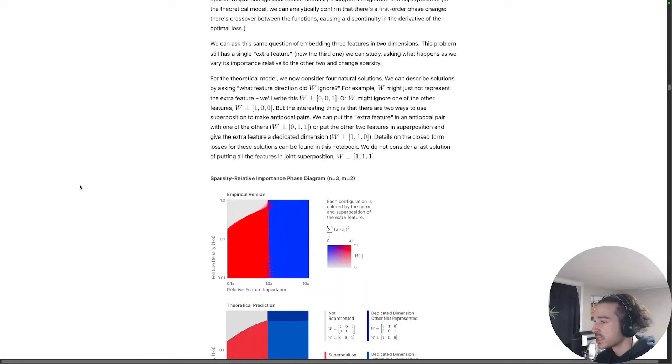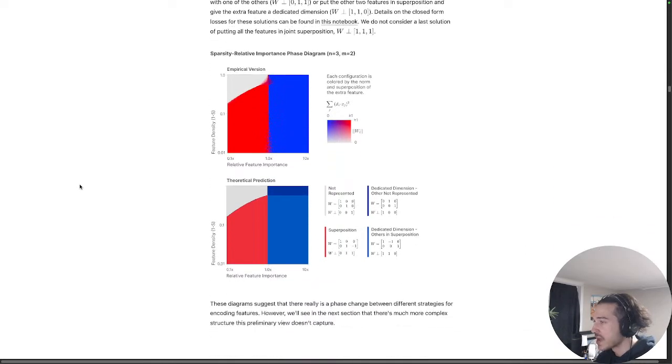Sparsity relative importance phase diagram, N equals 3, M equals 2. Empirical version: for relative feature importance, anything above 1.0x, we see the feature density 1 minus S, 0.01 to 1, and each configuration is colored by the norm and superposition of the extra feature, the sum over j of the square of x hat sub i times x sub j. Theoretical prediction: it looks similar, again, just no blur, everything is very straight.